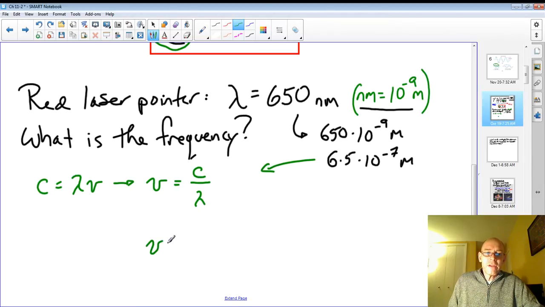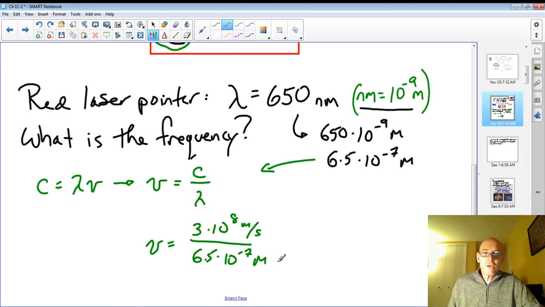We get the frequency is equal to 3 times 10 to the 8th meters per second divided by the wavelength, which is 6.5 times 10 to the negative 7th meters. And I want you to notice, of course, the units that are going to cross out. Meters cross out here, and you're going to be left with a unit of per second. Notice the numerator here, per second.